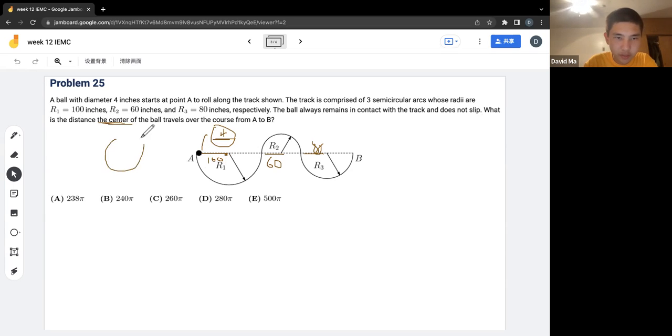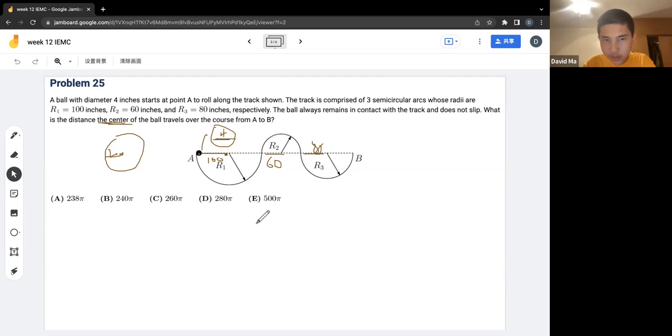So you have to consider the fact that there's a 2 inch gap between the center of the ball and the surface of the ball. So you have to keep in mind that the surface of the ball is 2 inches from the center of the ball. So when you do the circumferences, you have to make slight adjustments so that the results will be accurate. Let's do this one. So here's the center of the ball.